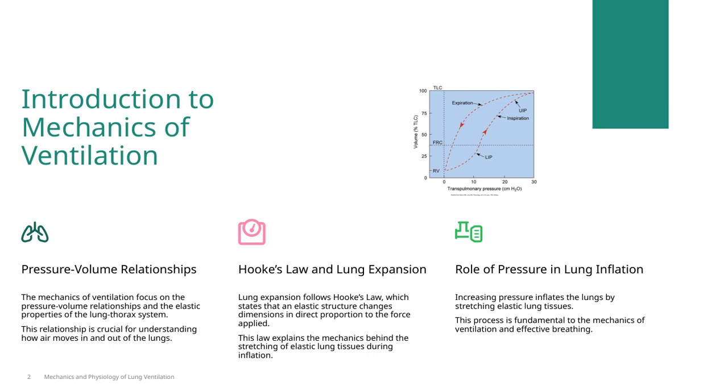Next, we look at pressure-volume relationships. These are critical because they describe how the lungs and thorax work together during ventilation. The way pressure and volume interact determines how air moves in and out of the lungs. Essentially, the elastic properties of the lung-thorax system govern this process, making it essential for effective breathing.